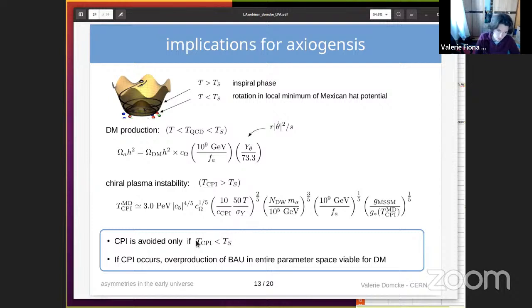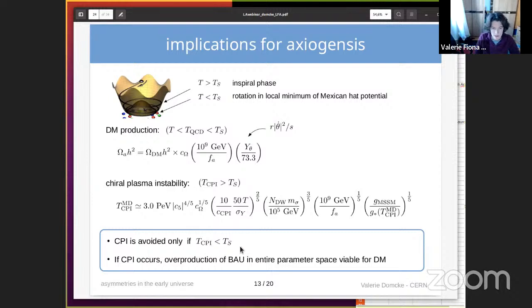But if we're above the settling temperature, the CPI will happen. And then what we find again is similar to what we found previously. Once a CPI happens, it's just so efficient that it tends to just overproduce the baryon asymmetry in the entire parameter space. So the constraint that we will set is basically this condition here.